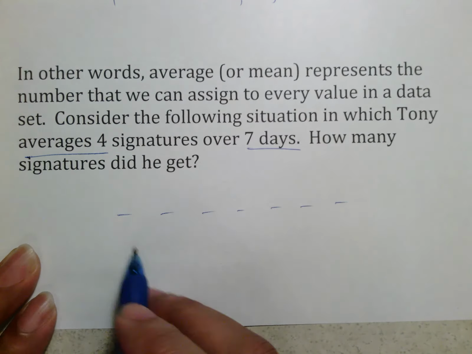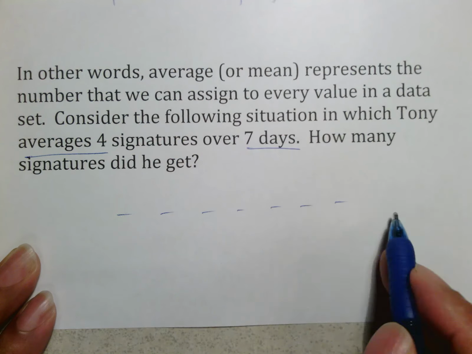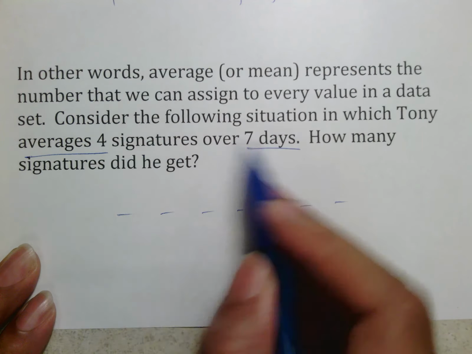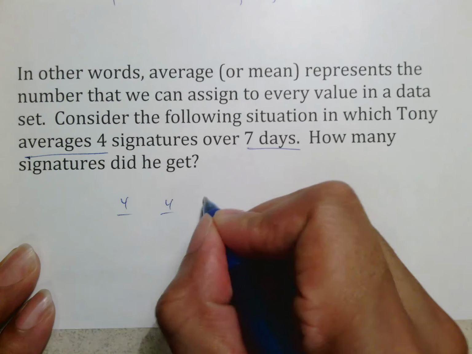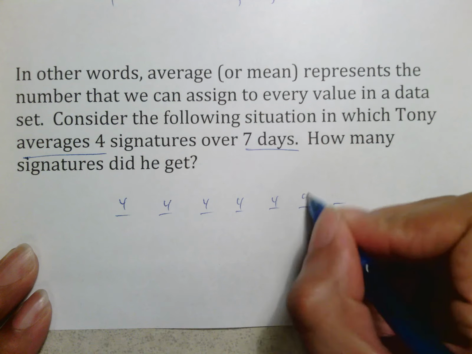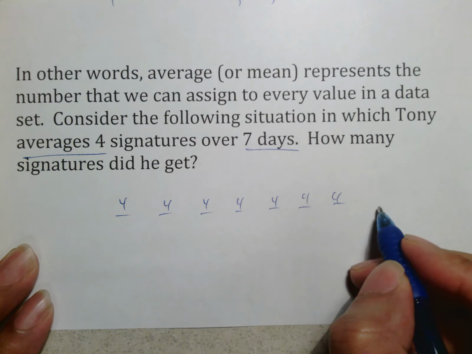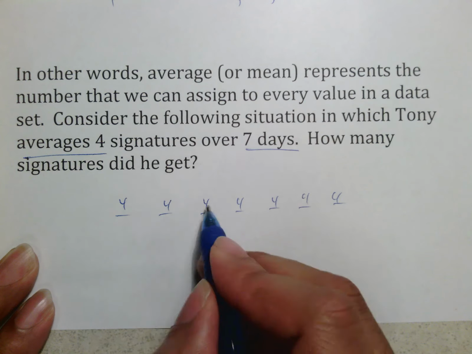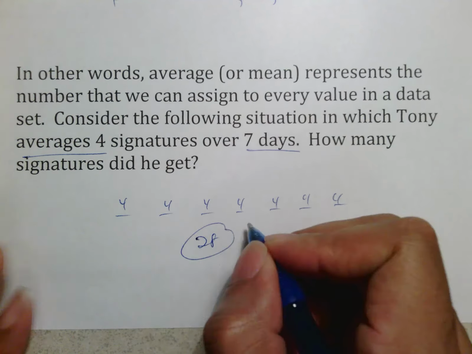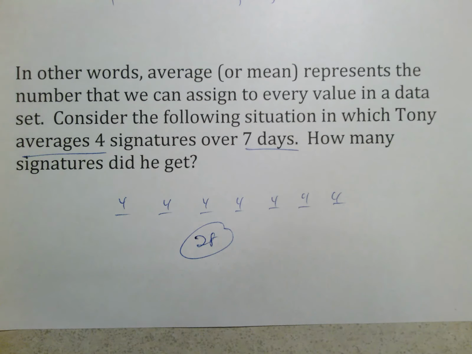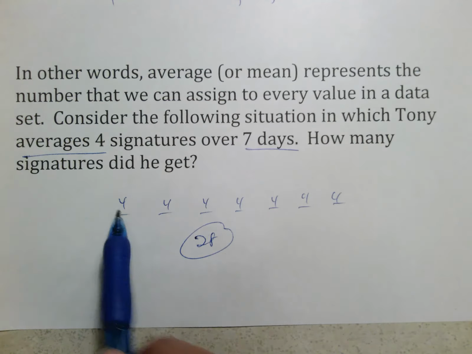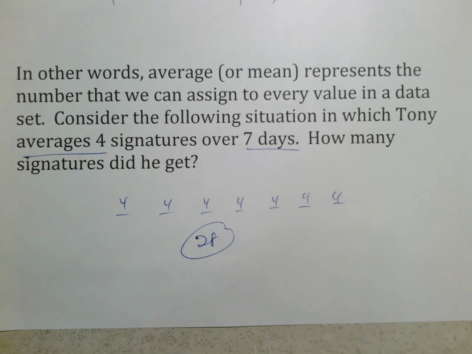If he averaged 4 signatures, I don't know how much he got in each one of these days, but I know that he averaged 4 over the 7 days, which means I can just put a 4 in each one of those days, because if that's his average, that should be the case. That gives me 4 times 7, which means he should have had 28 signatures overall. Again, when you know what their average is, you can assign that number to everything that's there.